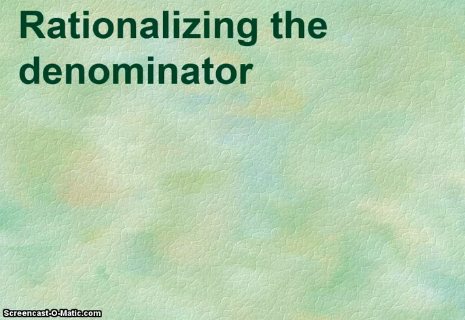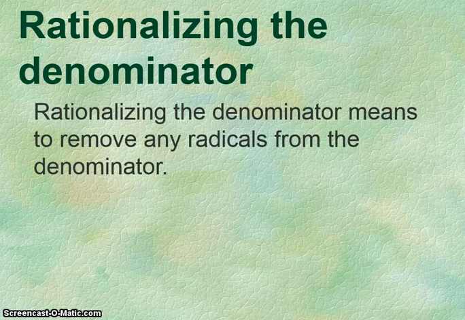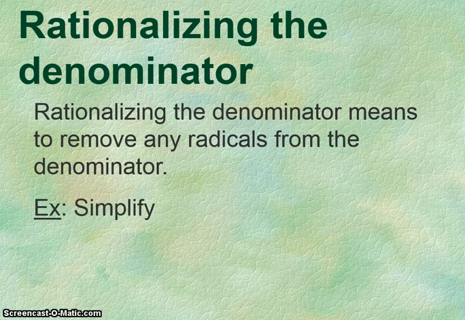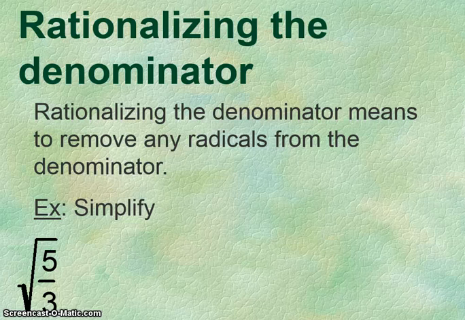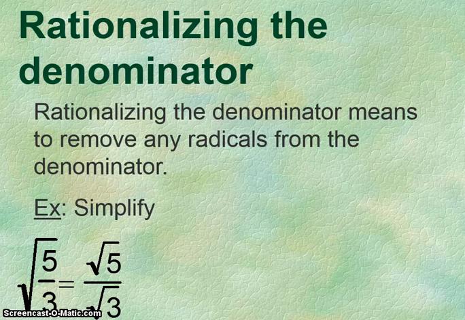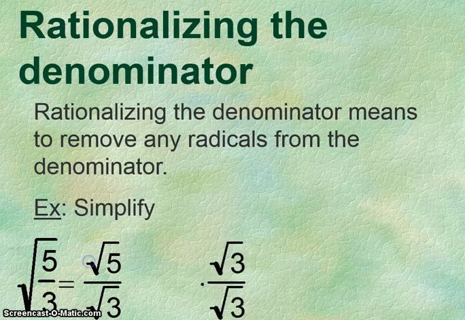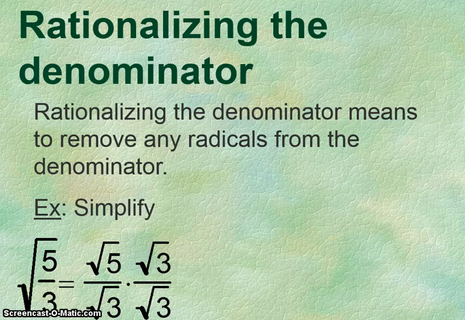If I want to rationalize the denominator, this means that I want to remove any radicals from the denominator, the lower part of the fraction bar. So, for example, to simplify the square root of 5 over 3, that's the same as the square root of 5 over the square root of 3. I want to multiply by the square root of 3 over the square root of 3. This is just a 1, so I can multiply by 1 and not change my original answer.